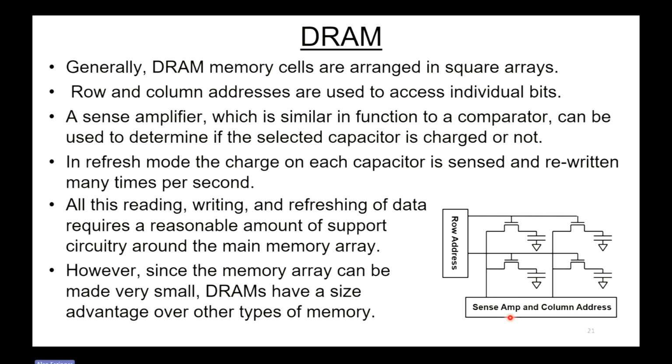Now, generally, DRAM memory cells are arranged in square arrays. You have row and column addresses to access individual bits. Sense amplifiers, which are similar in function to a comparator, can be used to determine if the selected capacitor is charged or not. And in refresh mode, the charge of each capacitor is sensed and then rewritten many times over per second. All this reading, writing, and refreshing of the data requires a reasonable amount of support circuitry around the main memory array. However, since the memory array can be made very small, DRAMs have a size advantage over many other types of memory.